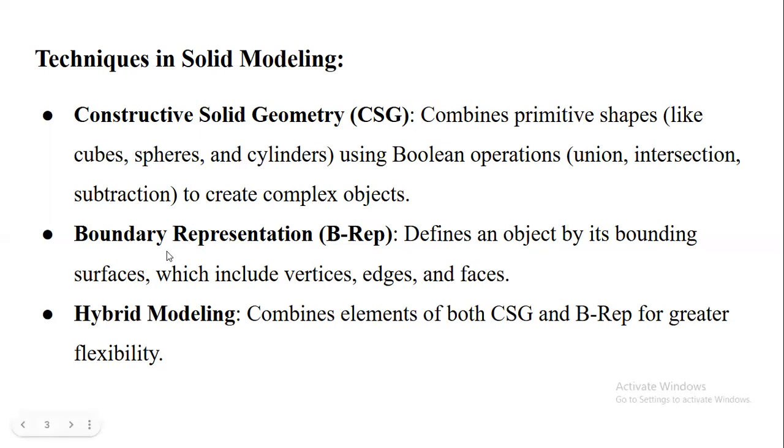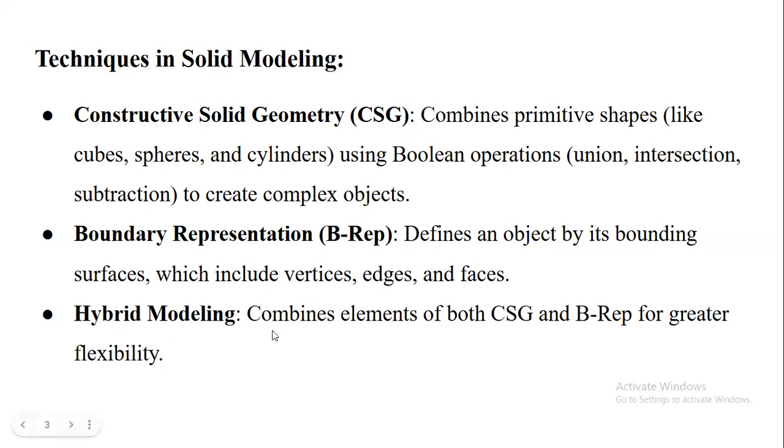The second one is boundary representation, as the name indicates. This is something related to the surface, the outer surface. So basically, it defines an object by its bounding surfaces, which include the vertices, edges, and faces. We have already discussed the solid object features in our previous video, what these vertices, edges, and faces as limiting elements basically indicate.